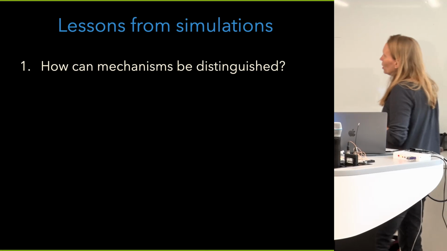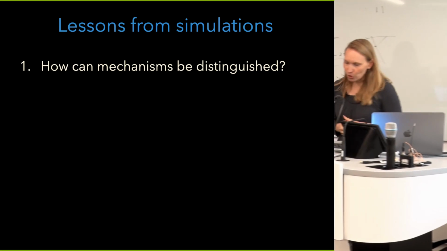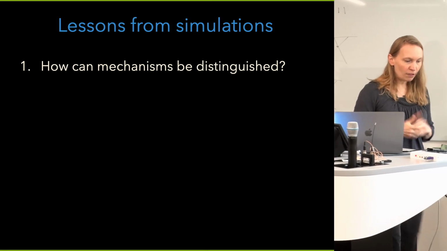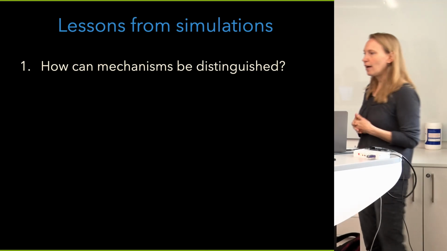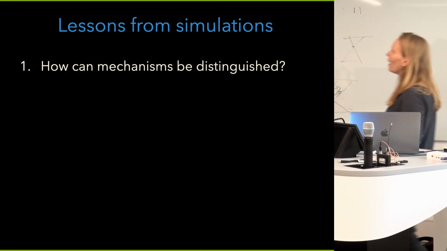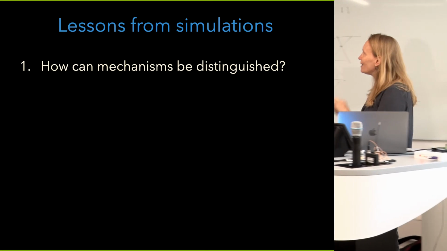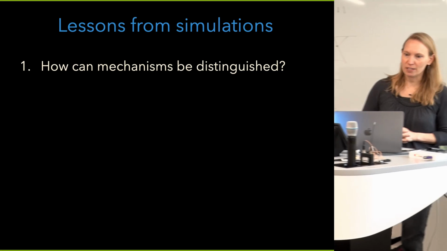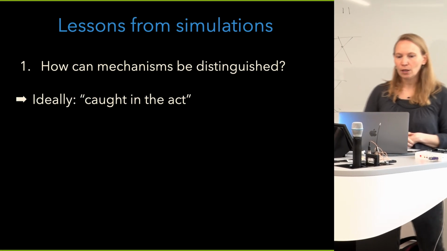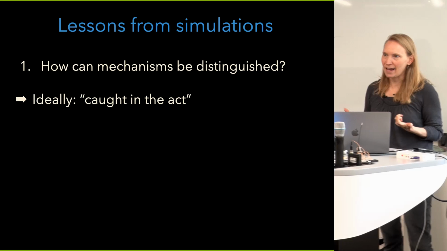So one question we might have is, let's suppose we observe a multiple in the field. Can we predict or post-dict how that multiple came to be? What mechanism formed that multiple? So how can we distinguish these different formation mechanisms at later times? Ideally, we catch them in the act.